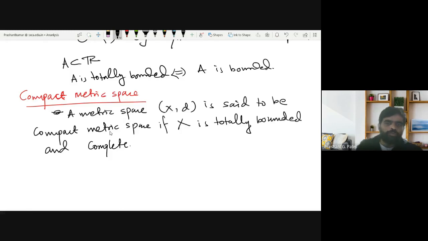Now to have an example of such a metric space, let us consider the closed interval 0, 1 with the usual metric on it. Then it will be a complete metric space. So consider this example, that is, if I have X which is the closed interval 0, 1 with the usual metric.